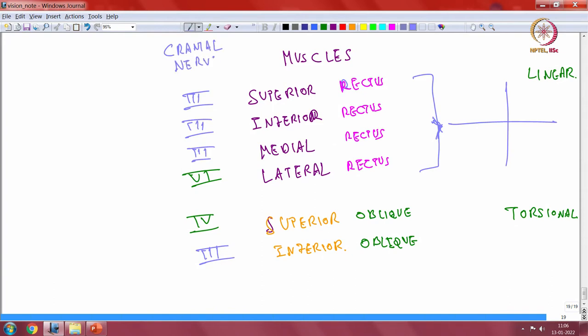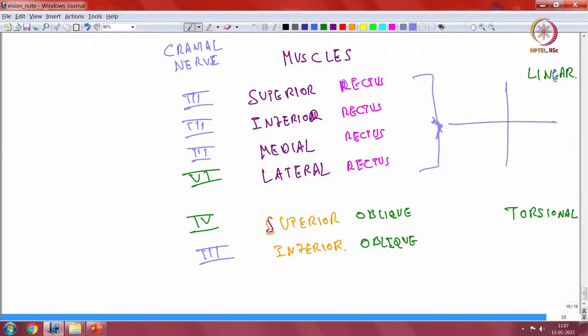A very busy explanation. It's not necessary for you, so that's the reason I went through it in this fashion. So for a given eye, there are four cardinal directions. Given an eye, this is lateral rectus, in which movement happens like this, medial rectus, superior and inferior rectus, and superior oblique and inferior oblique; inferior oblique will be this one. So there are torsional movements and linear movements. These are the mechanisms, and each of these mechanisms is for one eye.